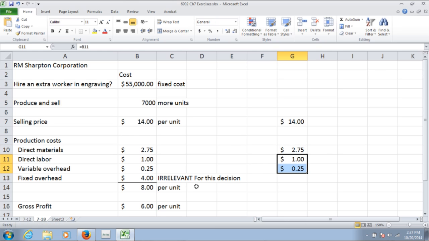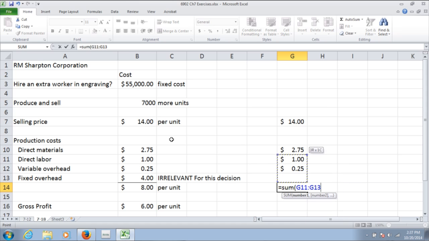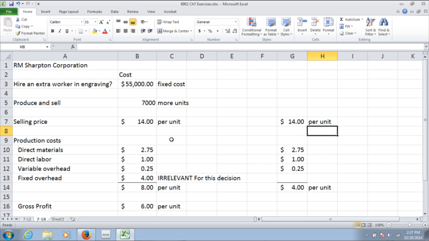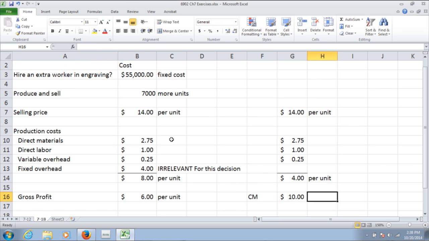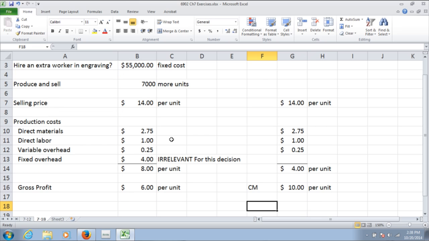direct labor, and variable overhead. When we consider those three items here, we have $4 per unit as our relevant cost. So our contribution margin is $10 per unit, 14 minus 4. Now the question is, is it worth our while to do so?